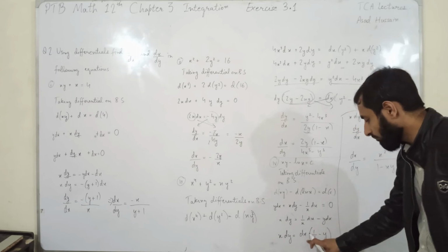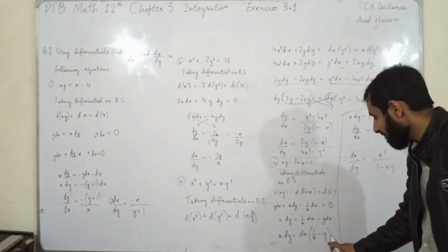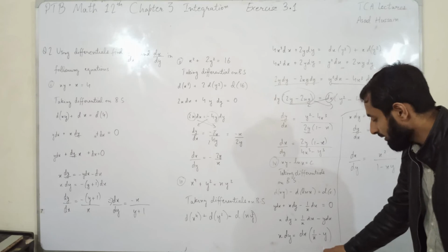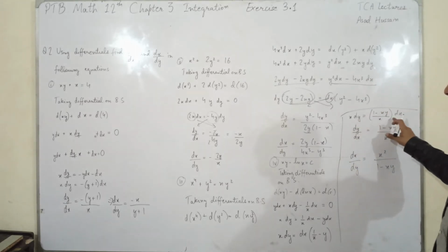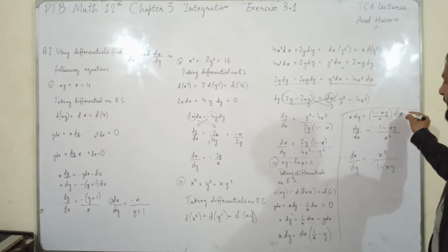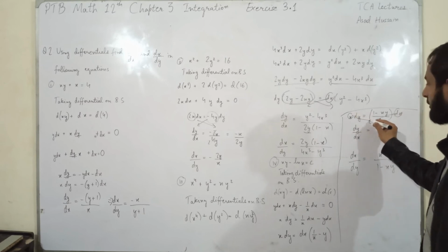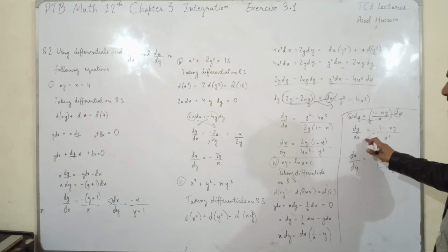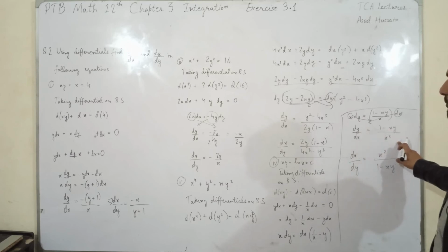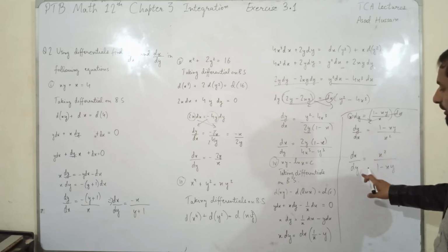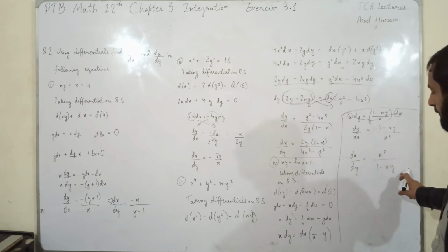Taking dx common, we get 1 over x minus y. Now taking LCM here, we get x dy is equal to 1 minus xy over x into dx. Moving dx to the other side and x to this side, we get dy over dx is equal to 1 minus xy over x square. Reciprocating the fraction, we get dx over dy is equal to x square over 1 minus xy.